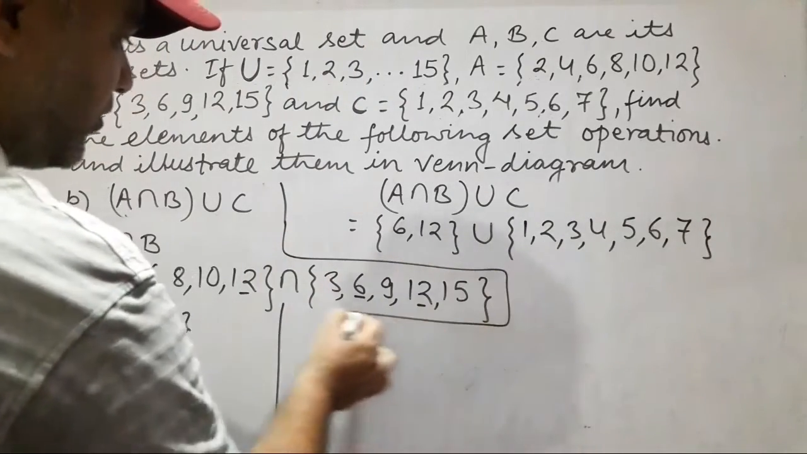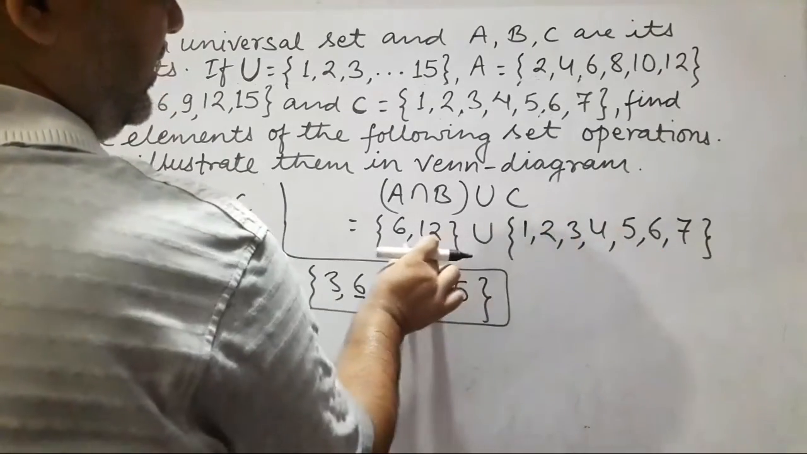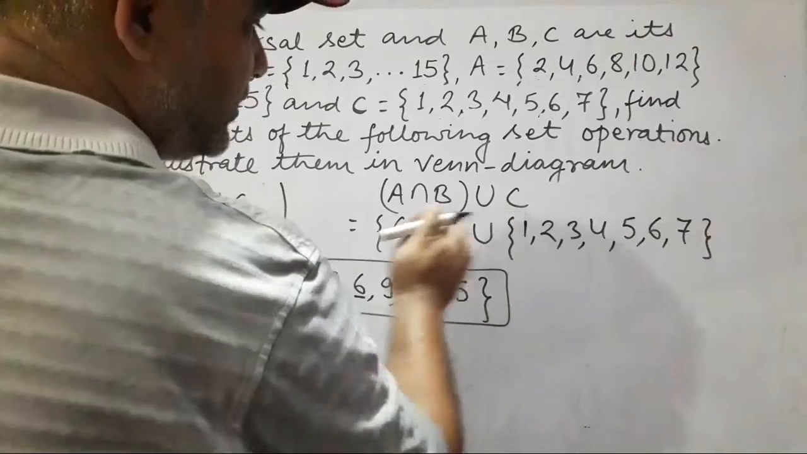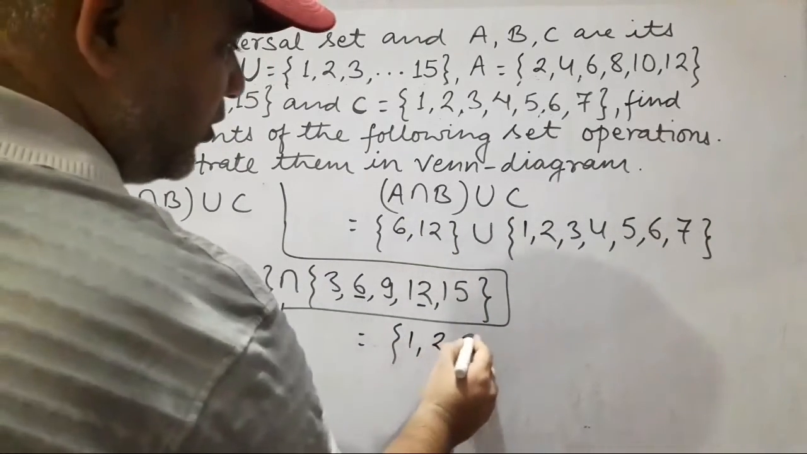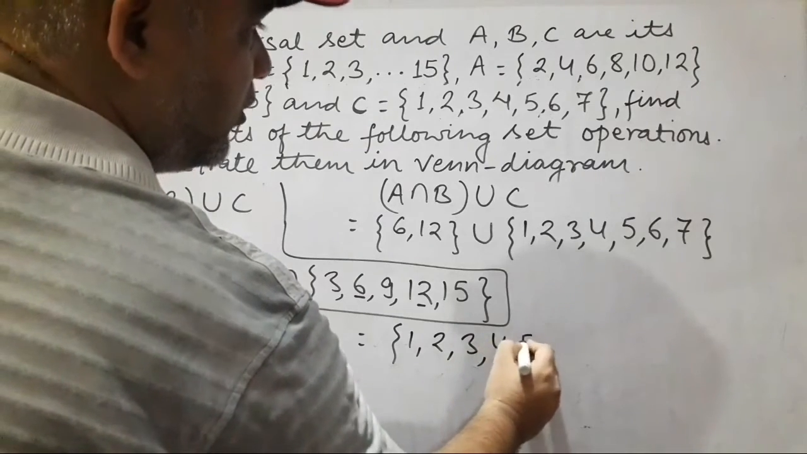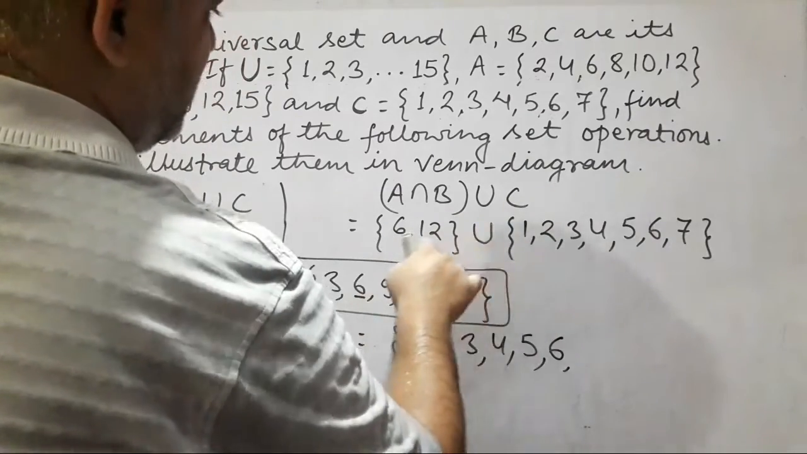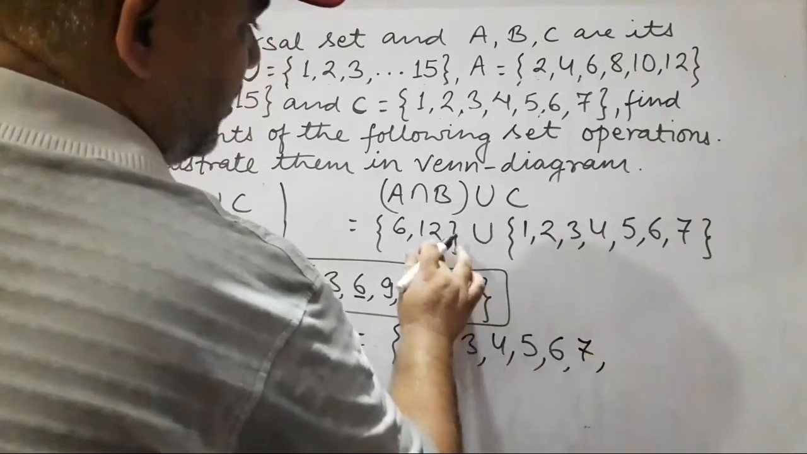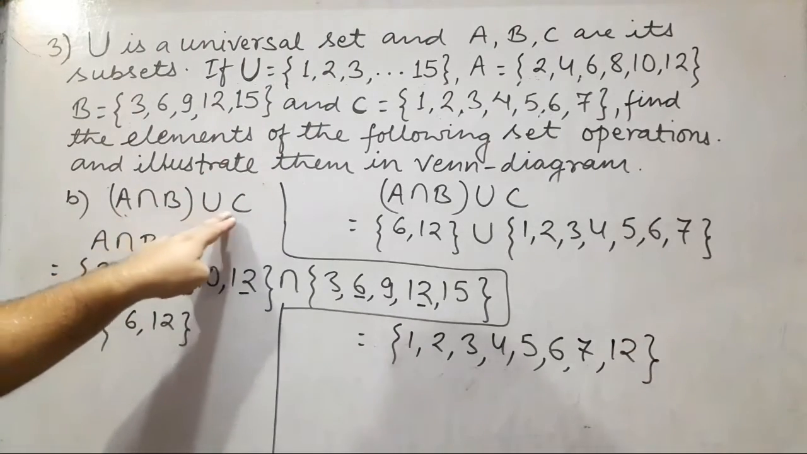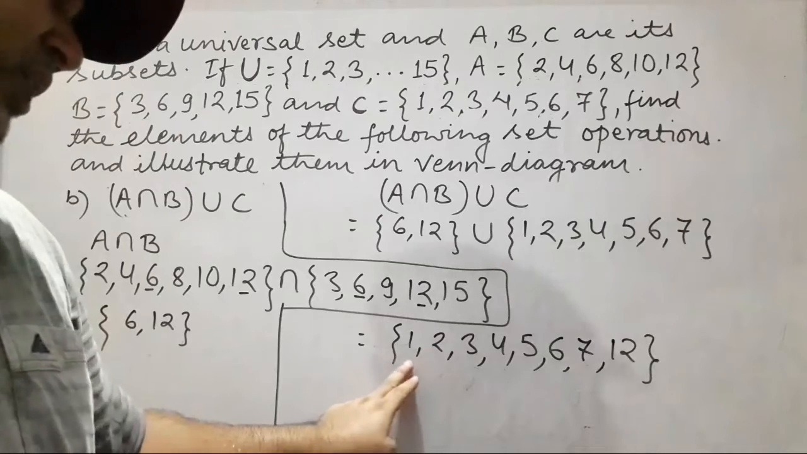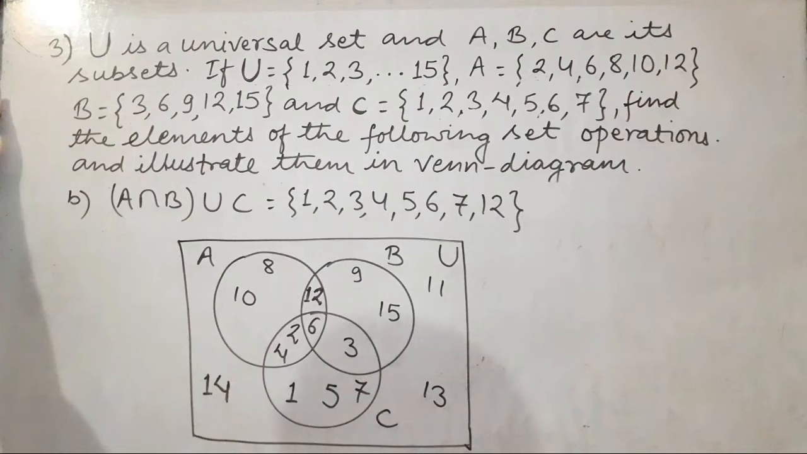Now the union of these two sets means writing all the elements of both sets. So 1, 2, 3, 4, 5, 6, 6 lies in both sets, 7, finally 12. So A intersection B union C, we got the elements 1, 2, 3, 4, 5, 6, 7 and 12. Now the time for the Venn diagram.